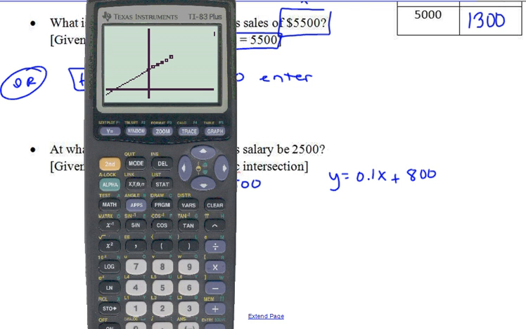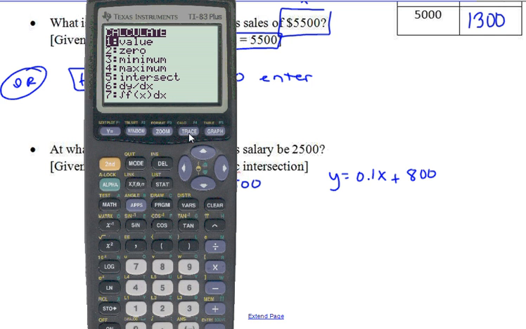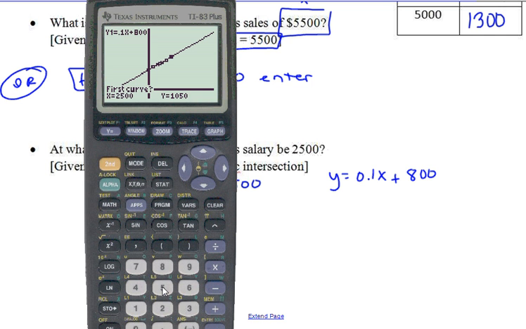If it's linear, yes. If it's a cubic regression, no. Did you push enter after? Yeah, so it won't zoom out unless you push enter. So we want to find the intersection of the two lines. Second trace, remember doing this last year? 5, enter, enter, enter, and it'll give you your solution. So we're doing the intersection of the two graphs.